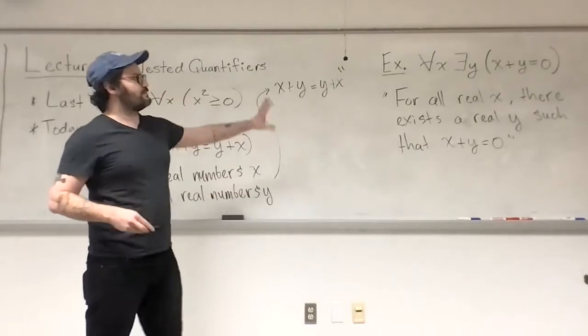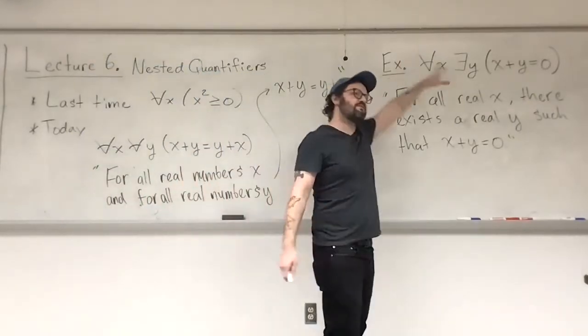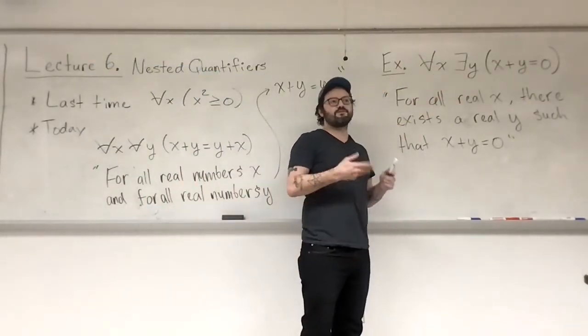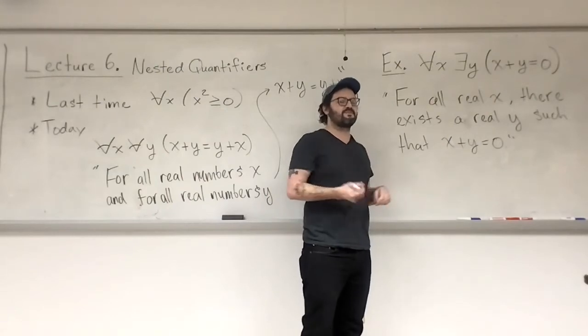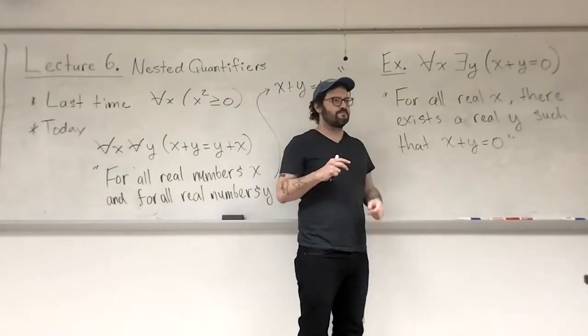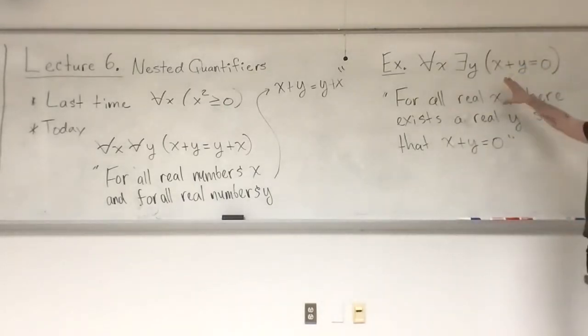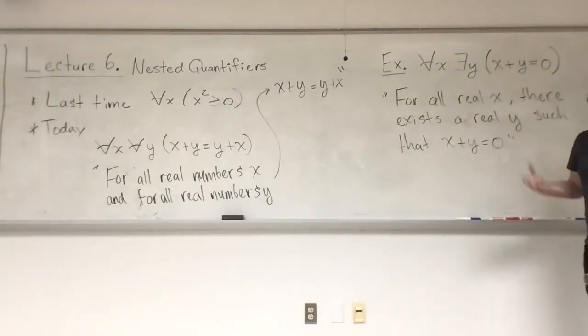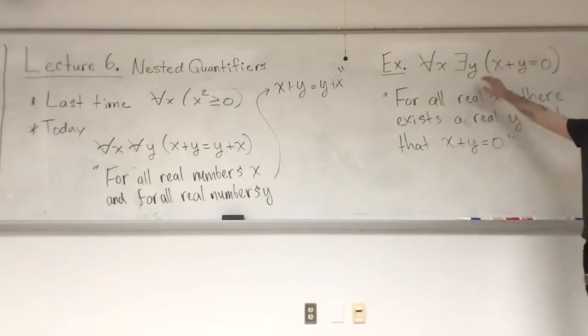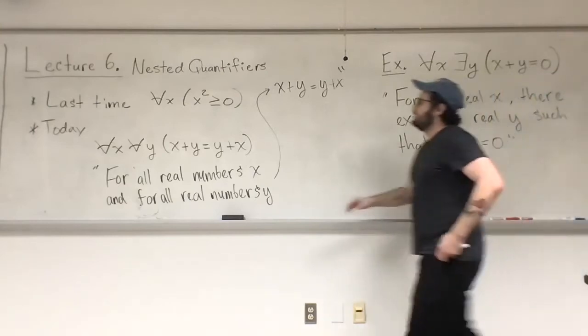So this is, by the way, the additive inverse property of the real numbers. Every real number has an additive inverse. That's a technical way of saying it, right? So I would like to really focus on this one for a moment and break it down into its pieces so that we fully understand how to work with these types of nested quantifiers.